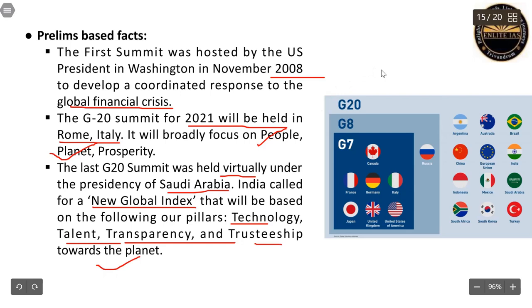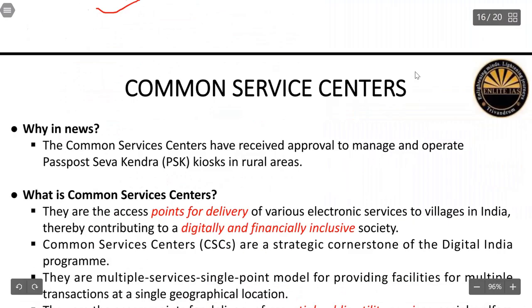Over here in this figure you can see the participants in G20, G8 and G7. There could be a prelims question from this.